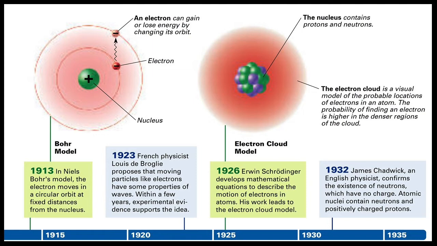That is where electromagnetic radiation comes from. It comes from electron transitions. Now, in 1926, Erwin Schrödinger develops mathematical equations to describe the motion of electrons in atoms. His work leads to the electron cloud model.